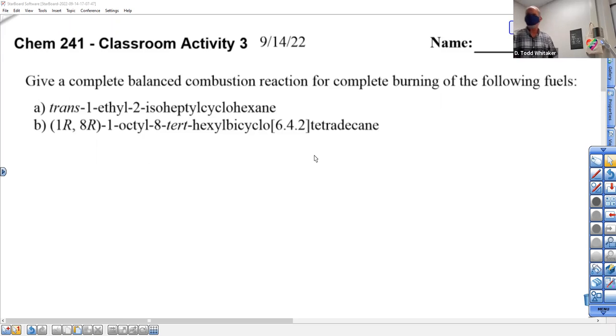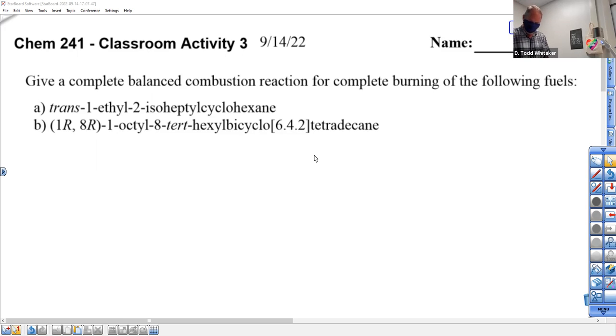All right, everybody, back to combustion. We're going to burn fuels and we only know their names. It's not as hard as it looks. We have to come up with formulas so we can combust.